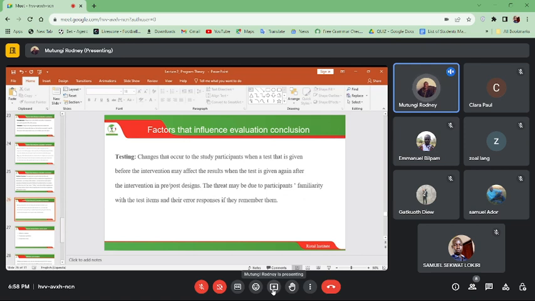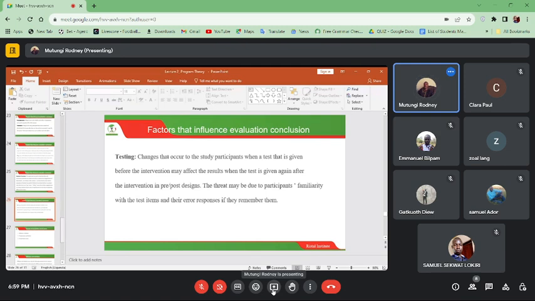And then we look at another factor called testing. In this case, changes that occur to the study participants when a test is given before the intervention may affect the results when the test is given again after the intervention. And this is because the participants now tend to get familiar with these test items.